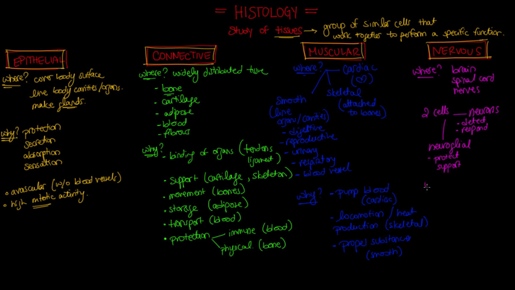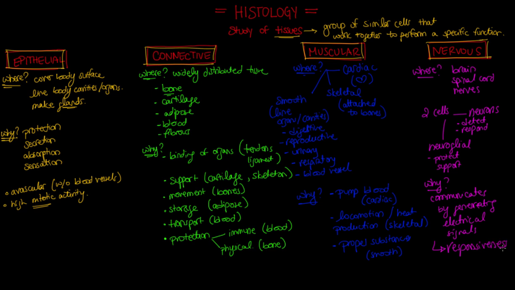Okay. So why do we have nervous tissue? Why is this so important? So nervous tissue is really important because it communicates by means of generating electrical and chemical signals. And the main function here is responsiveness.